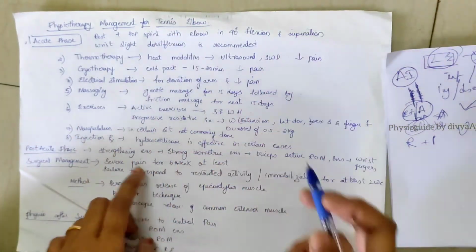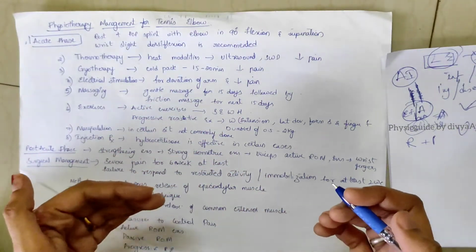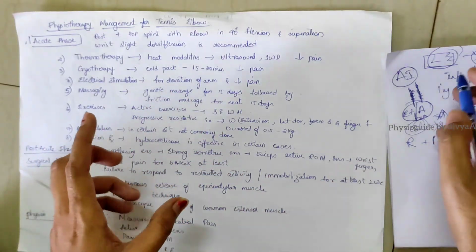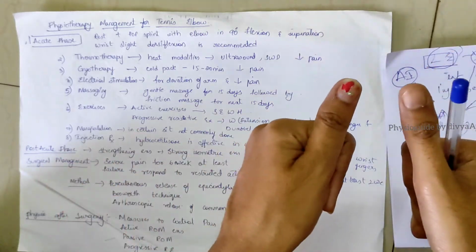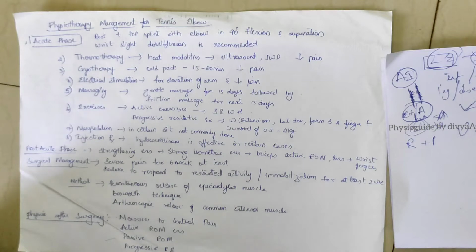And to decrease pain, massage: gentle massage for 15 days followed by friction massage for the next 15 days. Gentle means light massage, friction means with the help of hands, working longitudinally and horizontally.